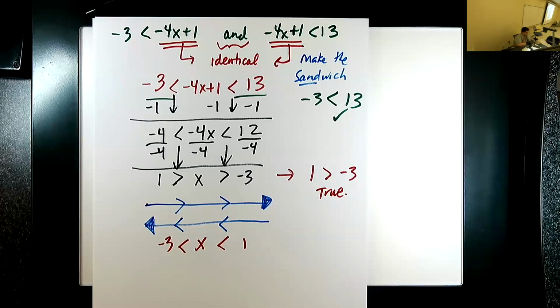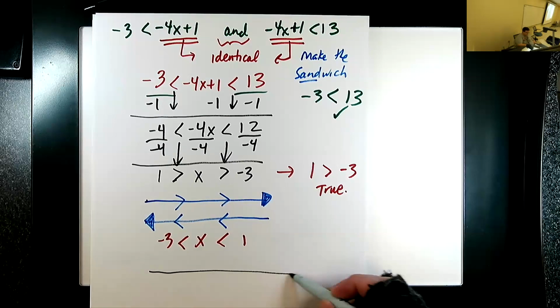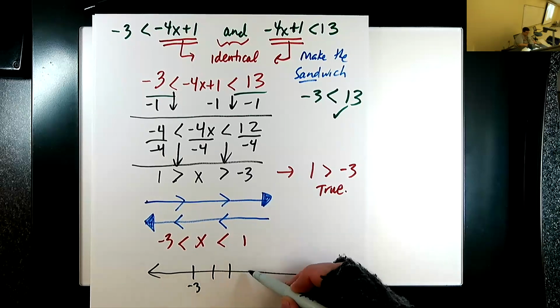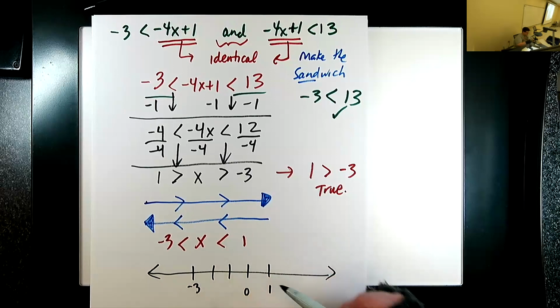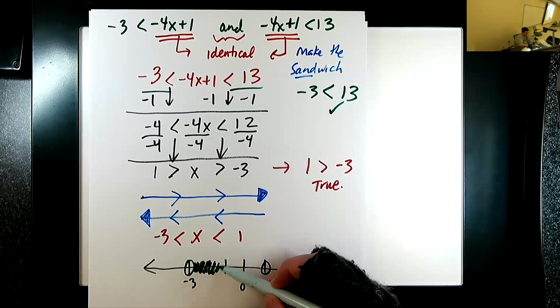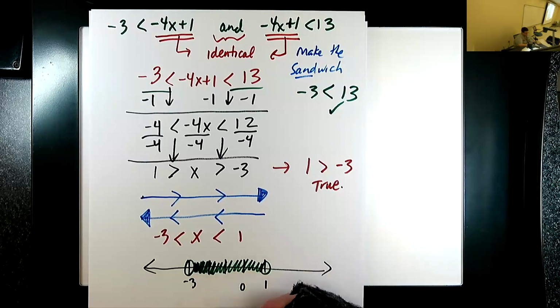This leads to generating the interval notation that we want. A circle on -3, a circle on 1, and the values between them. So -3, 1.